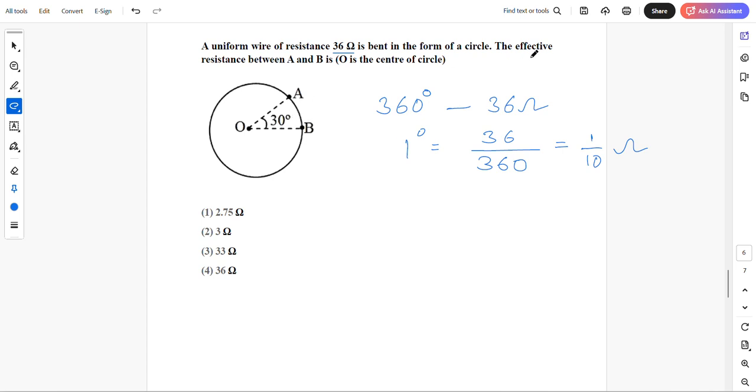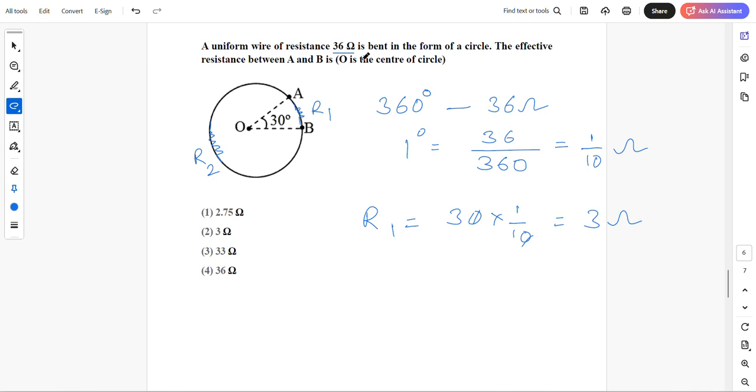Now the effective resistance between A and B. O is the center of the circle. This is R1 and this is R2. What is the value of R1? How many degrees are there here? 30 degrees. 1 degree is 1 by 10, so 30 into 1 by 10, the zeros cancel. This will be 3 ohm.